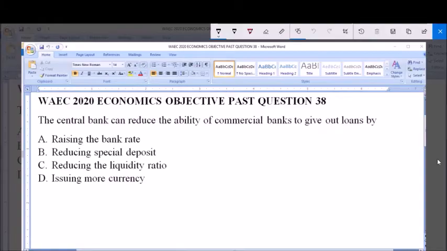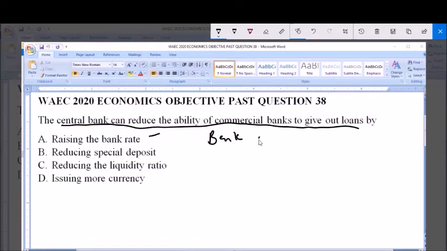Hello and welcome. I will be answering WAEC 2020 Economics Objective Past Question 38. The central bank can reduce the ability of commercial banks to give out loans by A, raising the bank rate, B, reducing special deposits, C, reducing the liquidity ratio, D, issuing more currency. Now, amongst the options given to us, the measure that is usually taken by the central bank to reduce the ability of commercial banks to give out loans is option A, raising the bank rate.